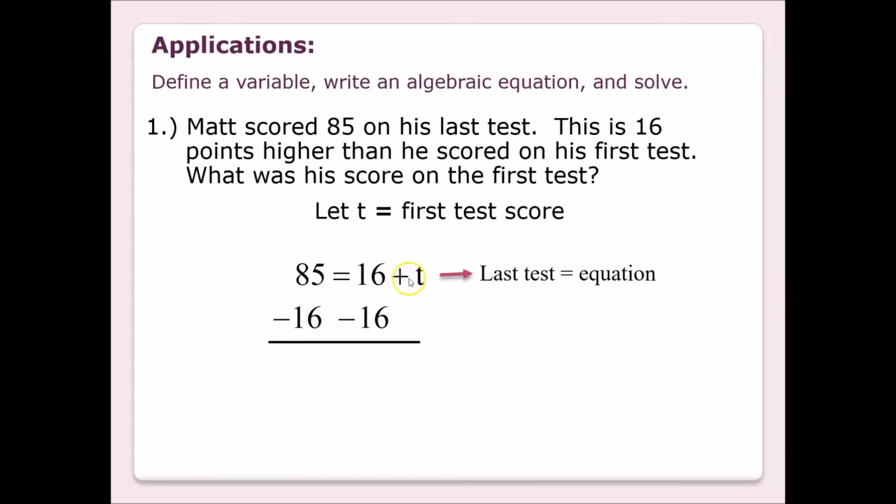And that will be 16 minus 16 is 0. And we end up with a T. And so here our T is equal to 69. So meaning the first test score, which is T, is 69.